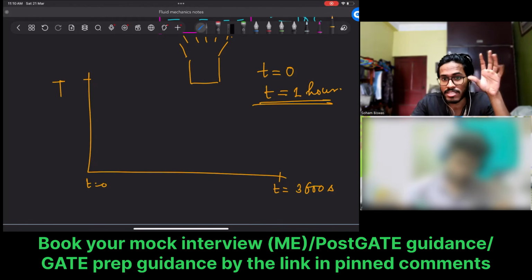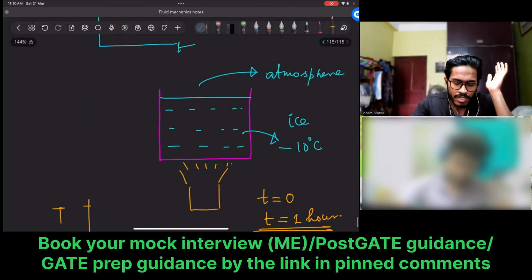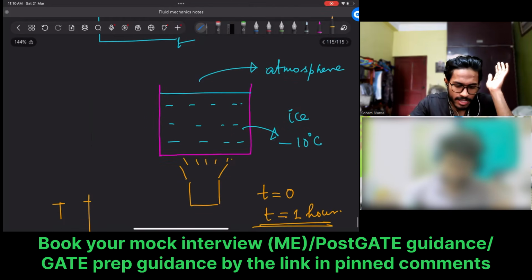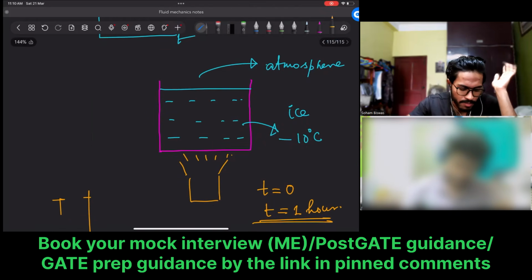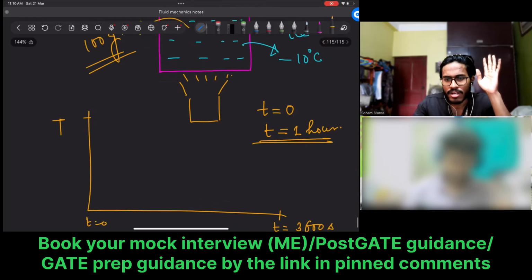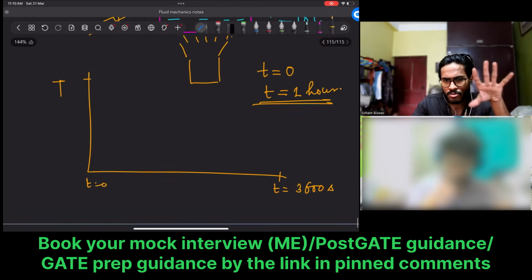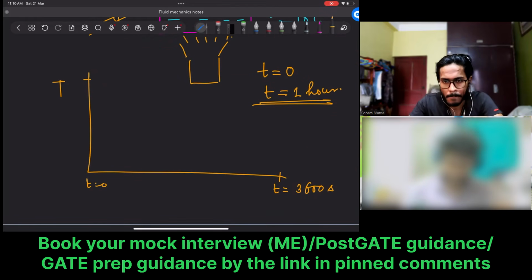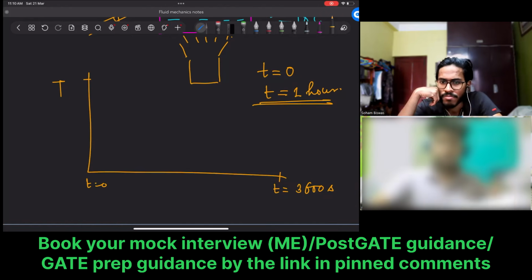If you heat a chunk of ice, for your example, I am just telling you that this ice has a mass of, let us say, 100 grams. Now, from your common sense, just draw it. What do you think it will turn into? It will convert into steam. Show me the graph.